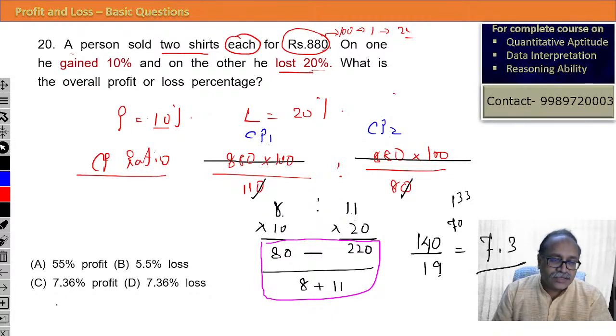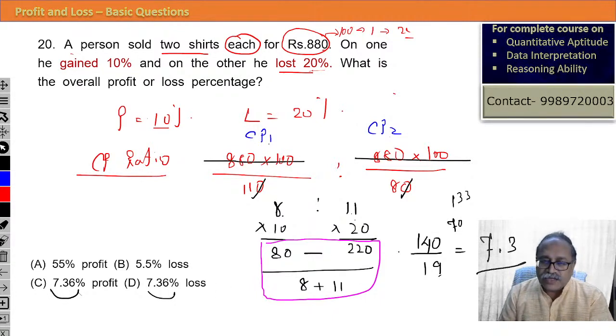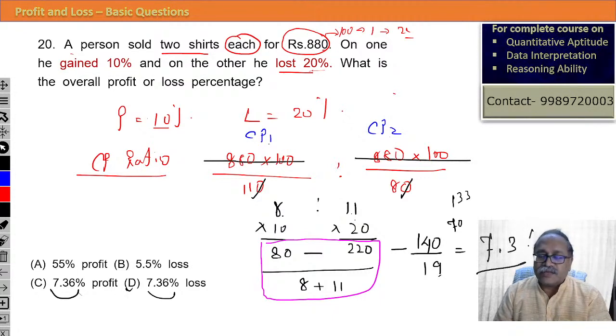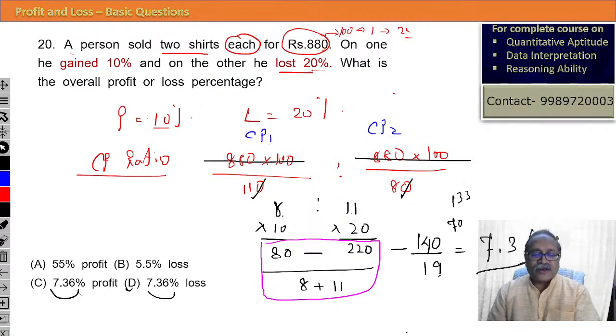So is any answer there? 7.3%? Yes, we have the 7.3%. But 7.3% profit and 7.3% loss. So what is happening here? This 140 is in minus. Therefore, this is loss. So option choice D. That's my answer. This percentage loss. Yes, Madhav Reddy. You are right, sir. You are right. Next question.